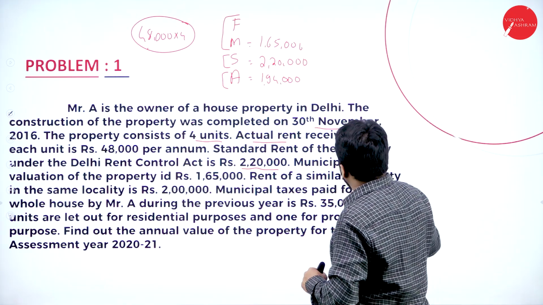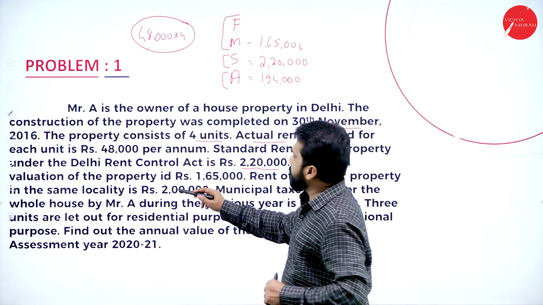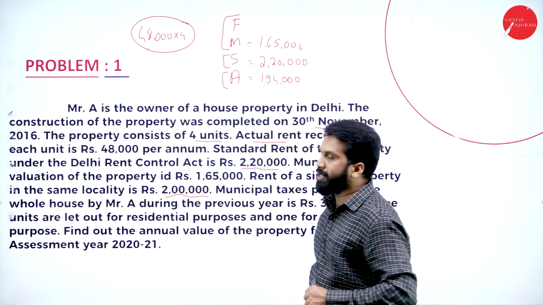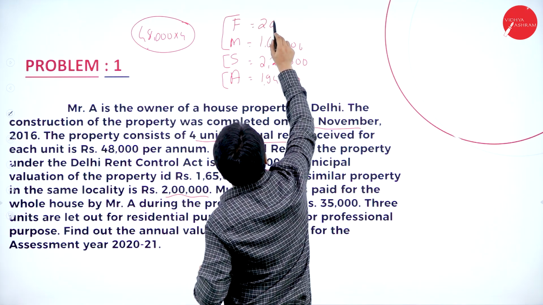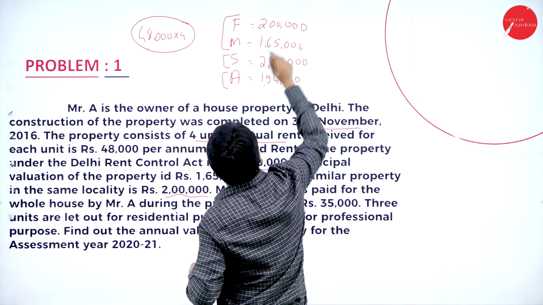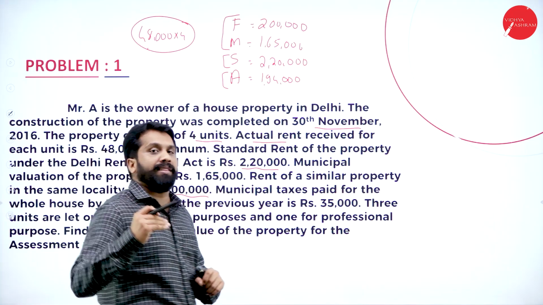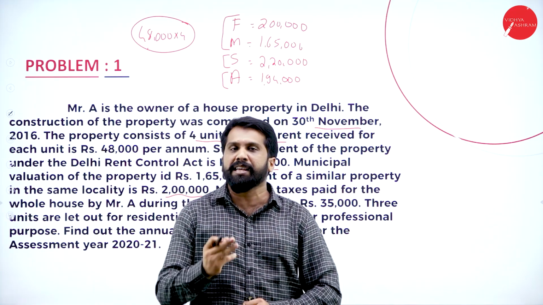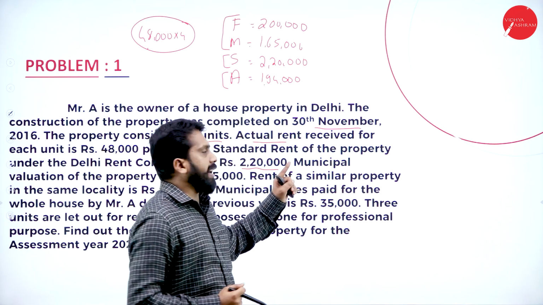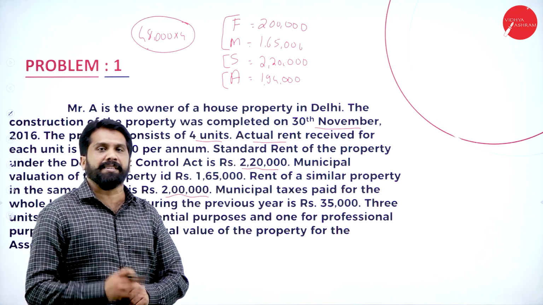Now, rent of a similar property in the same locality is 2 lakh. That is called fair value. Now, this is 2 lakh. Done. So, we are done with all the information. Now, it is yours. You only have to calculate. I'll give you 2 minutes. Calculate and let me know what is the answer. What is the answer?